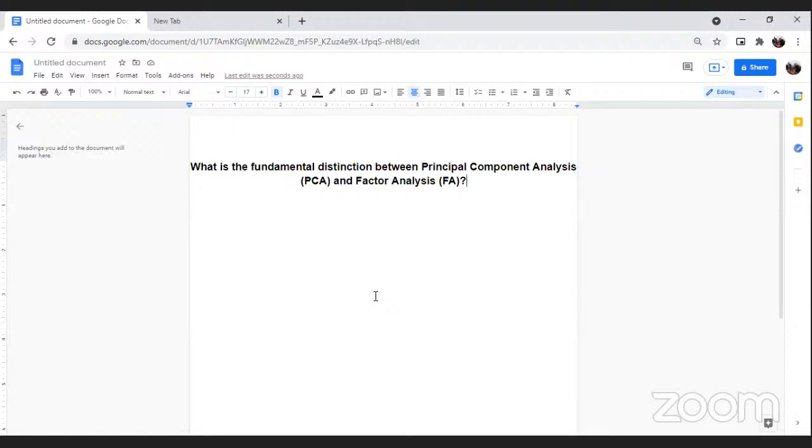And this is the first question. What's the difference between PCA and FA? Principal component analysis and factor analysis. I'll be waiting for the answers.